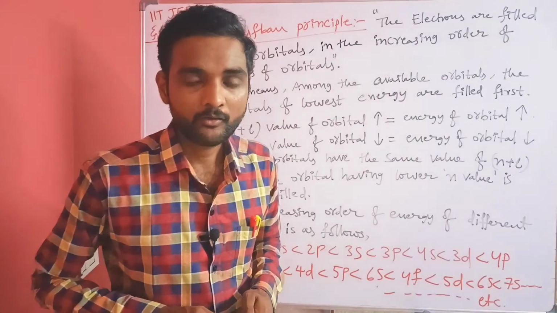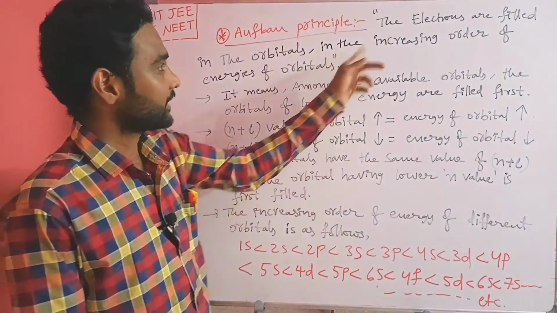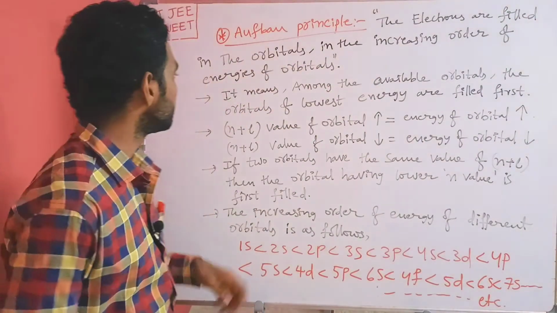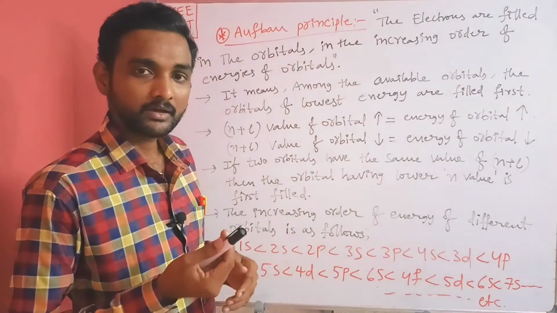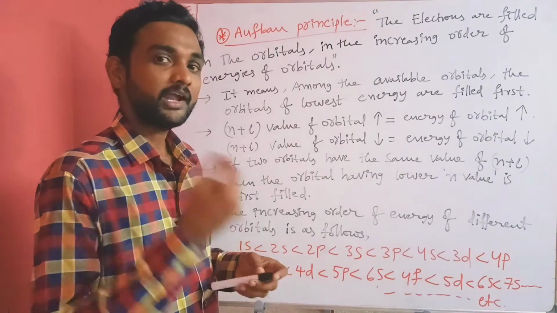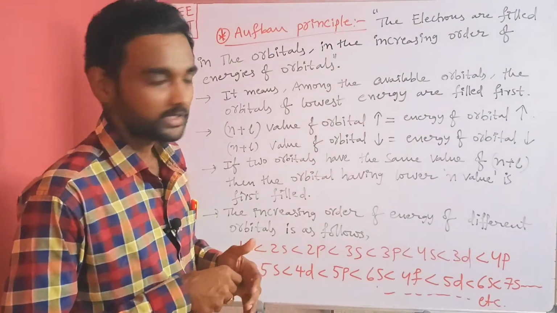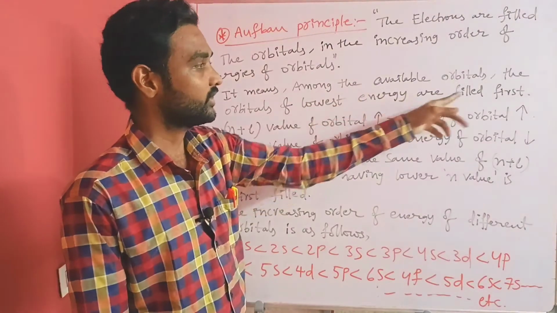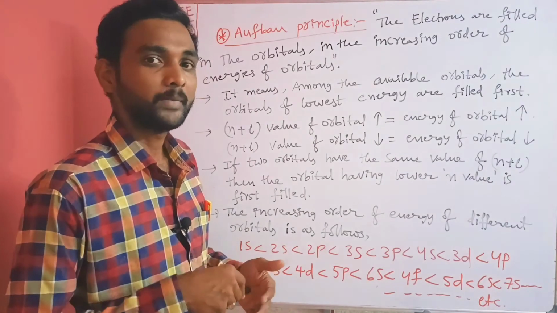Okay, now let me explain the Aufbau principle. What is the Aufbau principle? See, the electrons are filled in the orbitals in the increasing order of energies of the orbitals. Okay, see, simply electrons can fill in the orbitals. How will it fill? The orbital which has less energy, in that orbital electrons can enter first. Okay, this is called the Aufbau principle.